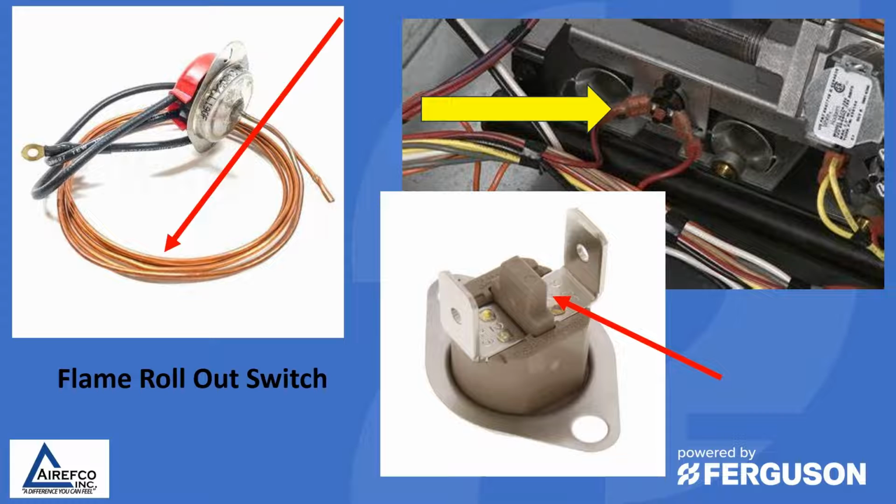As we've stated, the rollout switch is usually a manual reset and has a little button on the back to reset the switch. So if the furnace shuts down because of flame rollout, it will have to be manually reset to put the furnace back into operation.